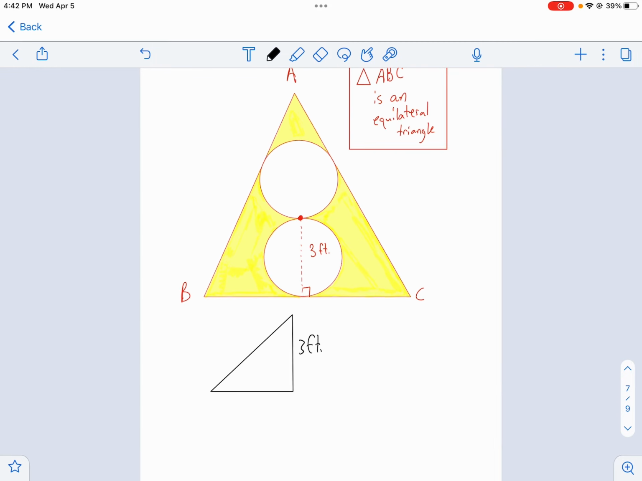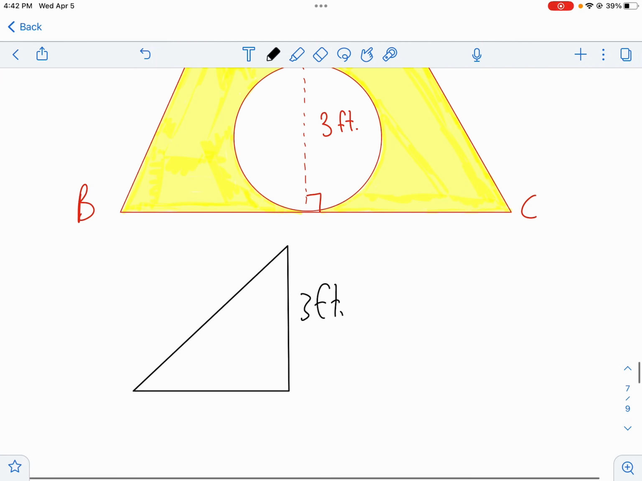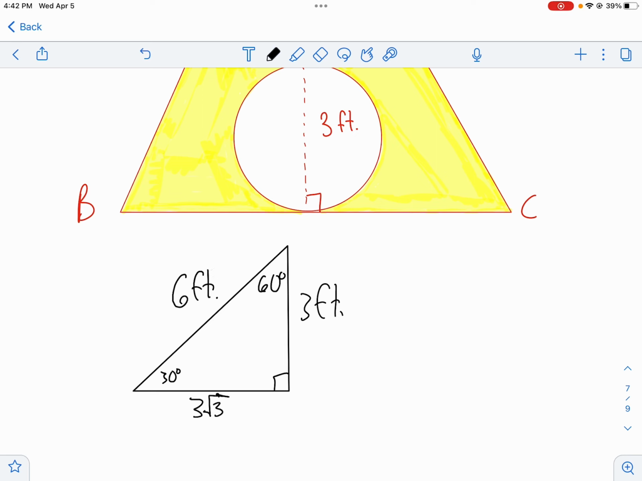And since it's a triangle, I know that the central angle is 120, which means it's a 60-degree angle. This is a 30, and this is a 90. So if the 3 feet is opposite the 30, the hypotenuse is 6 feet, which I didn't need to know. That's just the radius. And that makes the side opposite the 60-degree angle 3 root 3 feet. That, in our picture, is right there. That's half of a side.